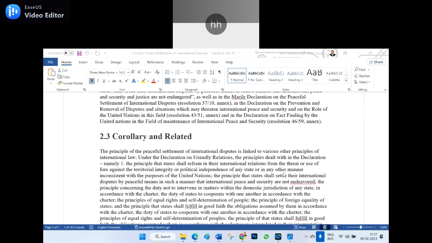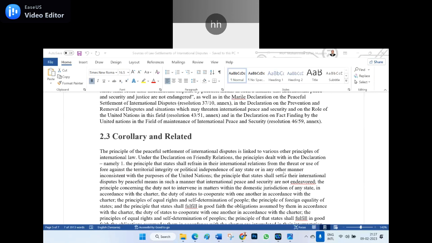So, next, 2.3, corollary and related things. What other sources are there? The principle of the peaceful settlement of international disputes is linked to various other principles of international law. What are they? Under the Declaration on Friendly Relations, the principles dealt with in the declaration are, namely, number one, the principle that states refrain in their international relations from the threat or use of force against the territorial integrity and political independence of any state, or in any other manner inconsistent with the purposes of the United Nations.